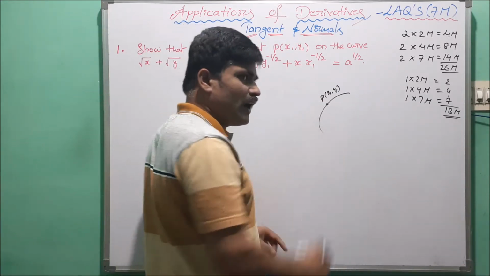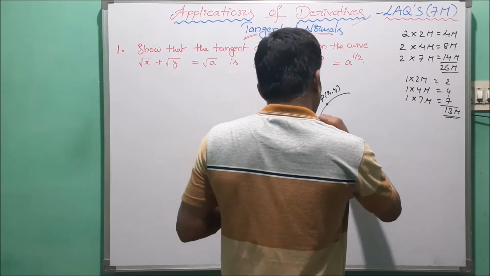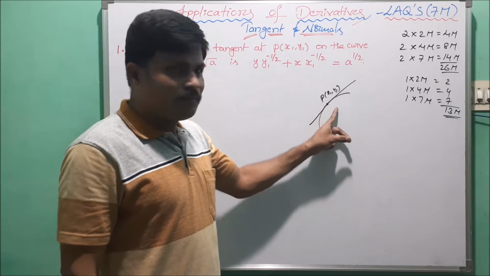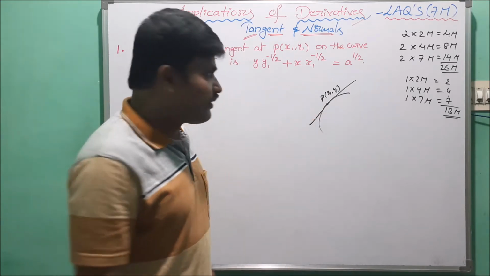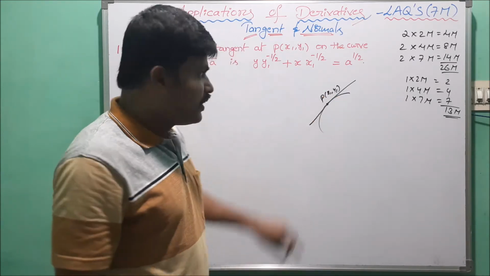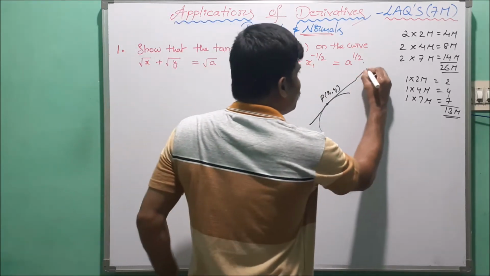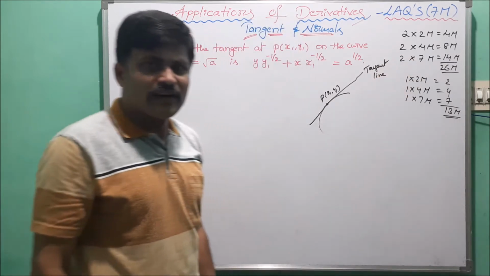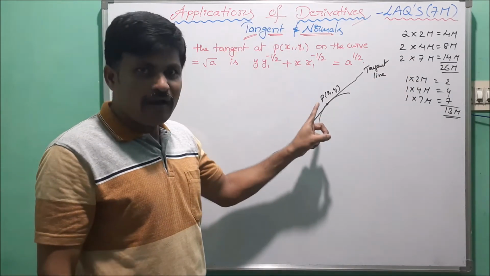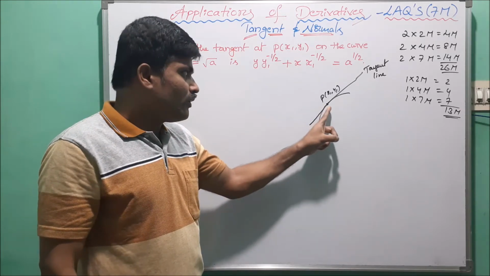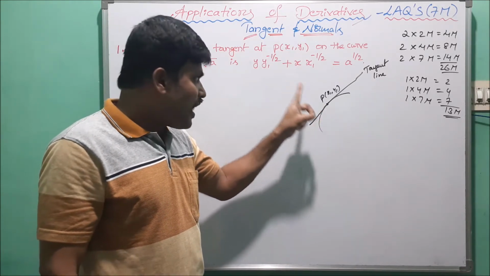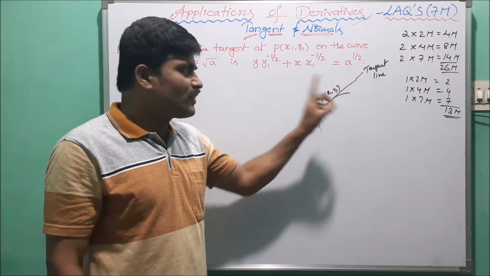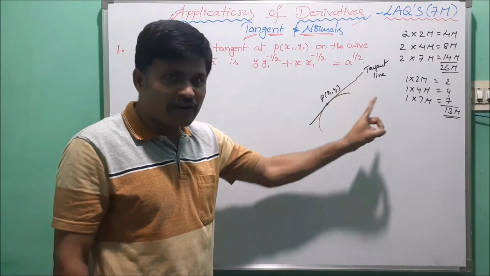In that we draw one straight line. This straight line touches the curve at the point P of x1, y1. This straight line is called the tangent line. So we draw one straight line to the curve at the point P of x1, y1. The straight line that just touches the curve is called the tangent line.